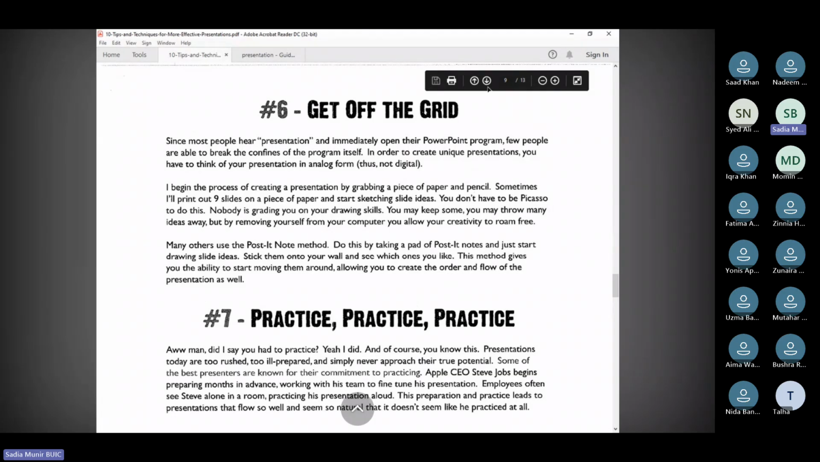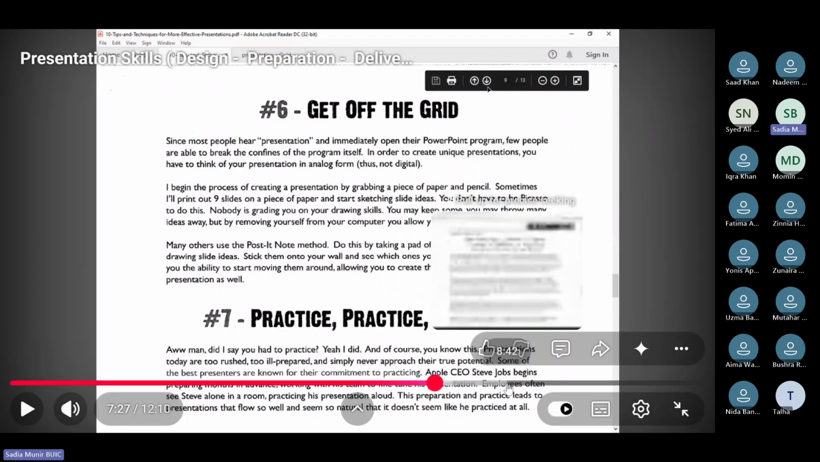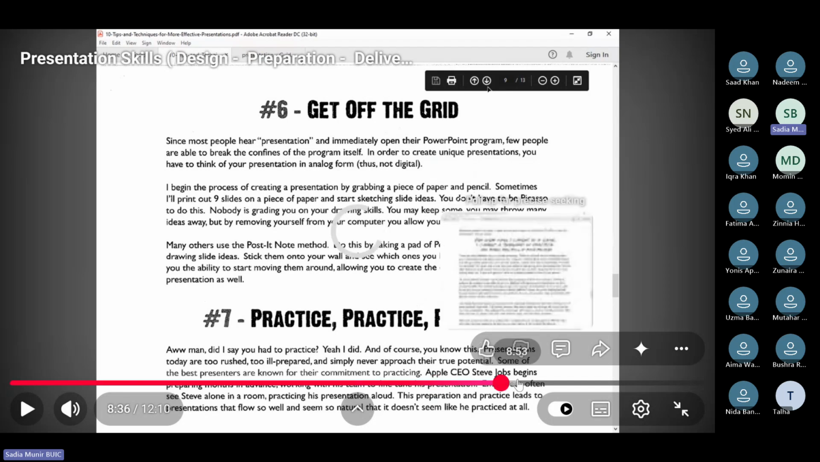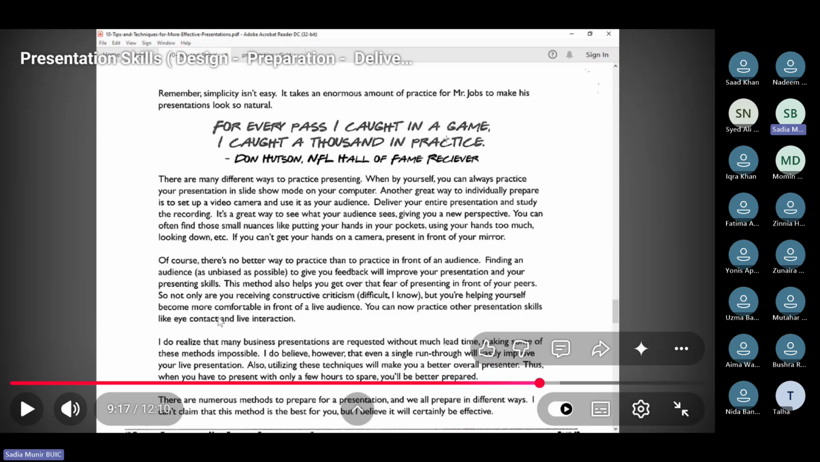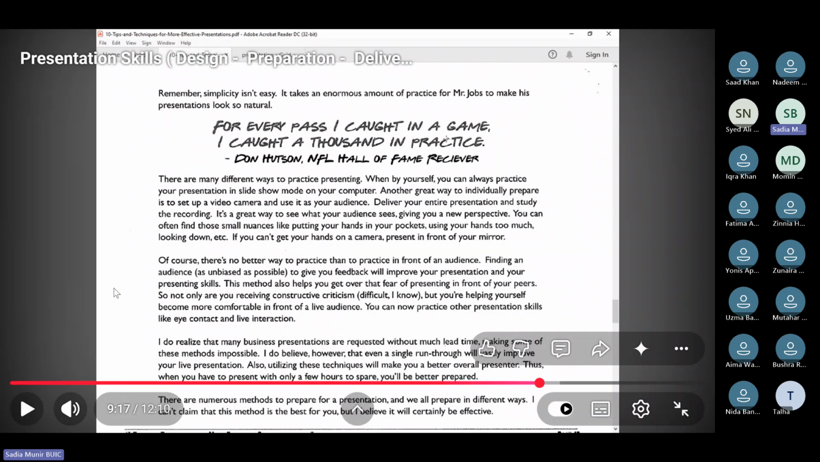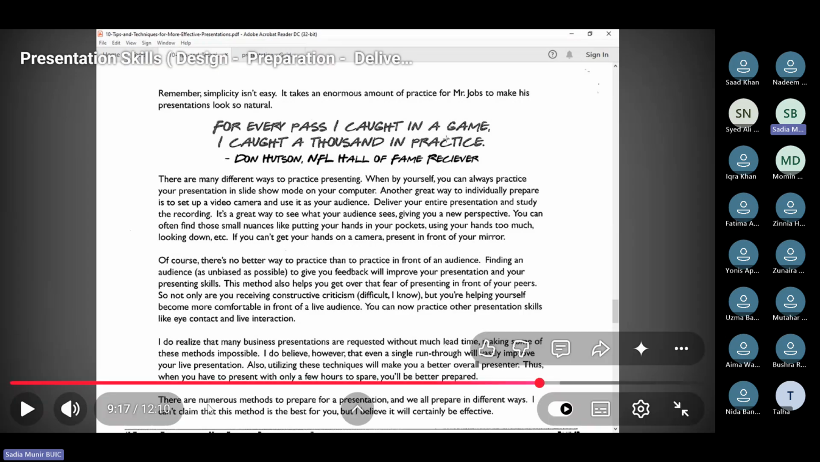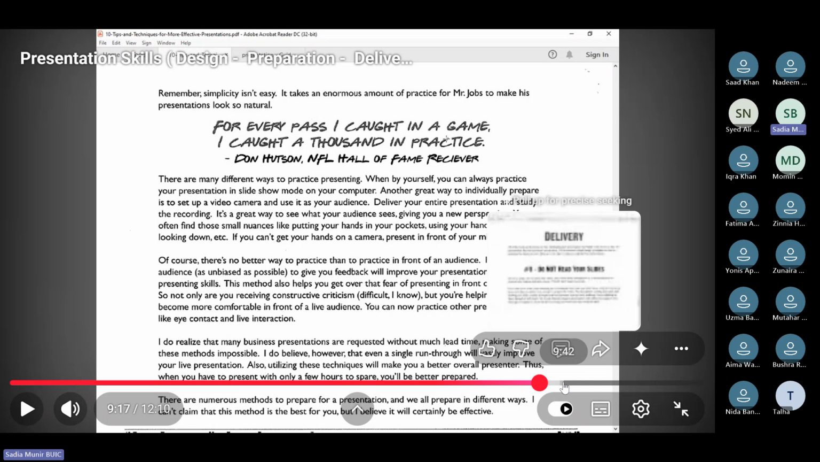Then comes practice, practice, practice. Practice makes everybody perfect. So we should be practicing in different ways, howsoever it is possible. The next point that you should know is, for every pass I caught in a game, I caught 1,000 in practice. That is what Don Hutson, the NFL Hall of Fame receiver, has said. Now, there are many ways to practice presentation. Like I've told you, you can practice in front of a computer, a mirror, or you can record yourself on the phone. You can use all of these things for your betterment.